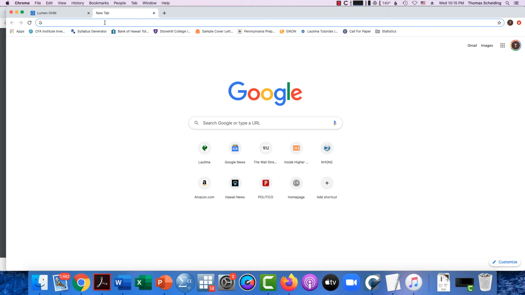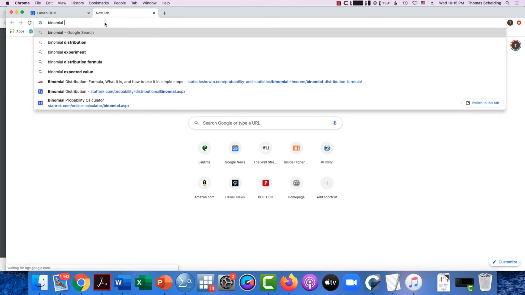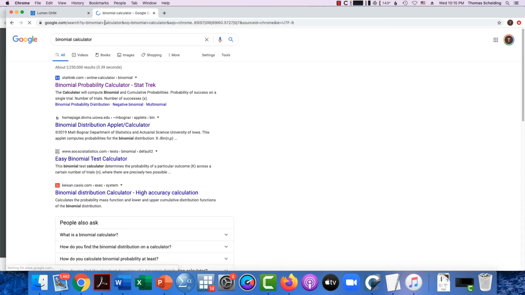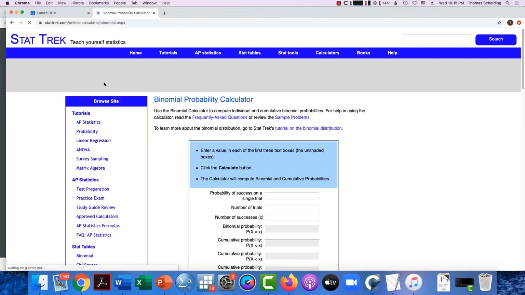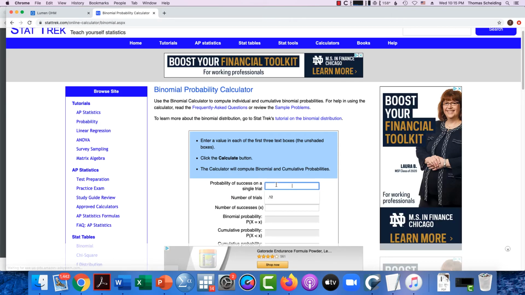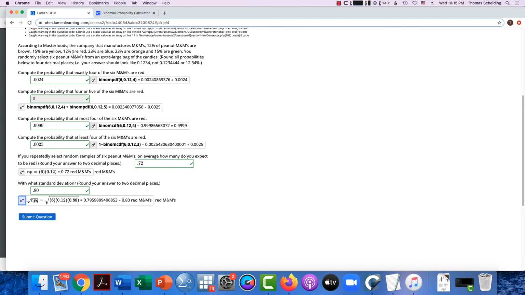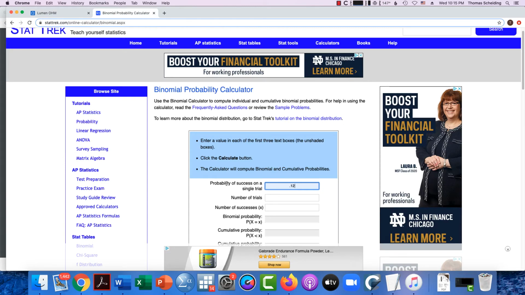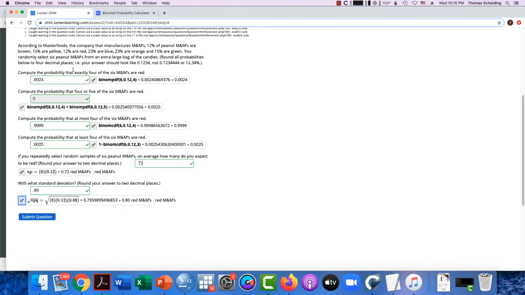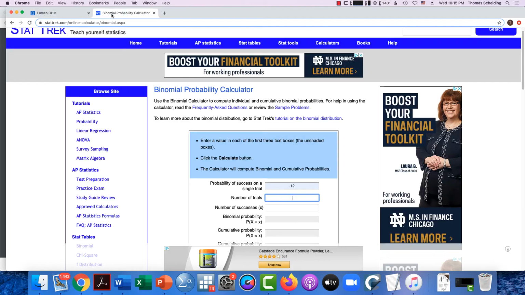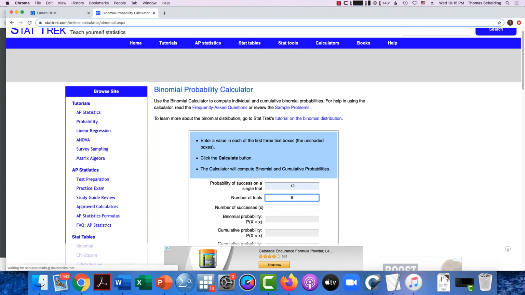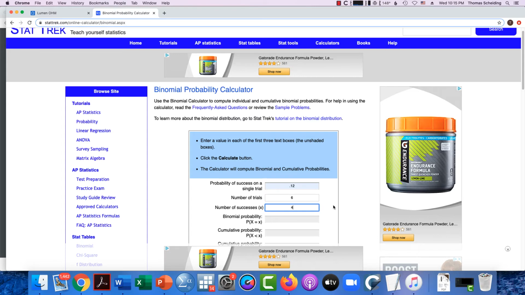You're going to think I'm crazy here, but there are websites where you can just type into a probability calculator. For the probability of success on a single trial, I already typed this in beforehand. In my case, these are red, and the probability of success for red is 0.12. So I put that in as the probability of success on a single trial. Every time I pick up a peanut M&M or M&M, it's 0.12. I want 4 of the 6, meaning I have 6 trials. I have 4 times how many?